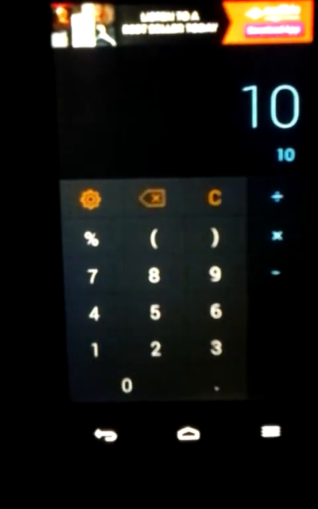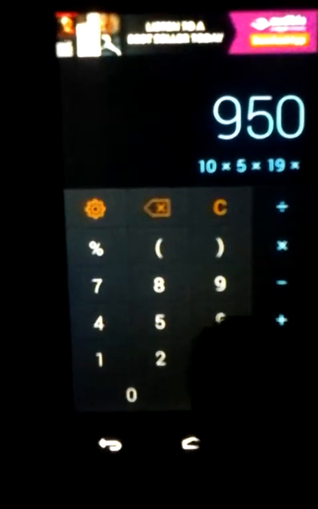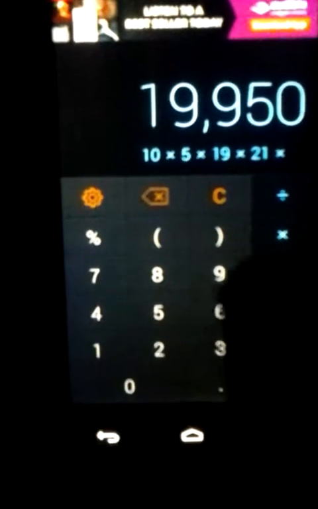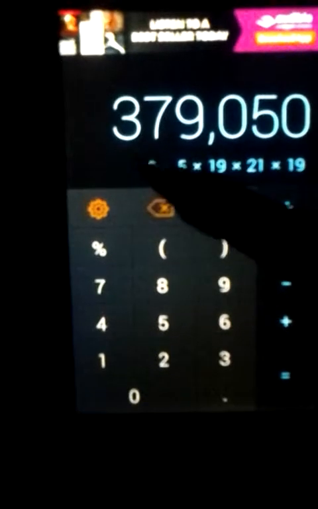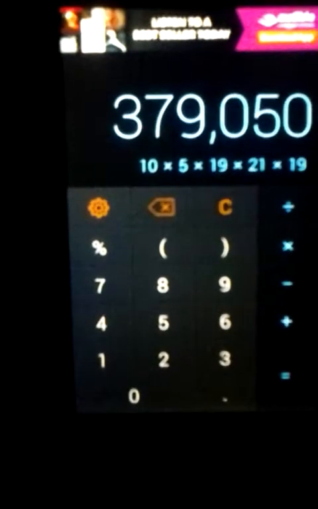The number 74 is Jesus, everyone. J is 10, E is 5, S is 19, U is 21, S is 19. Multiply the word Jesus. You get 379050.